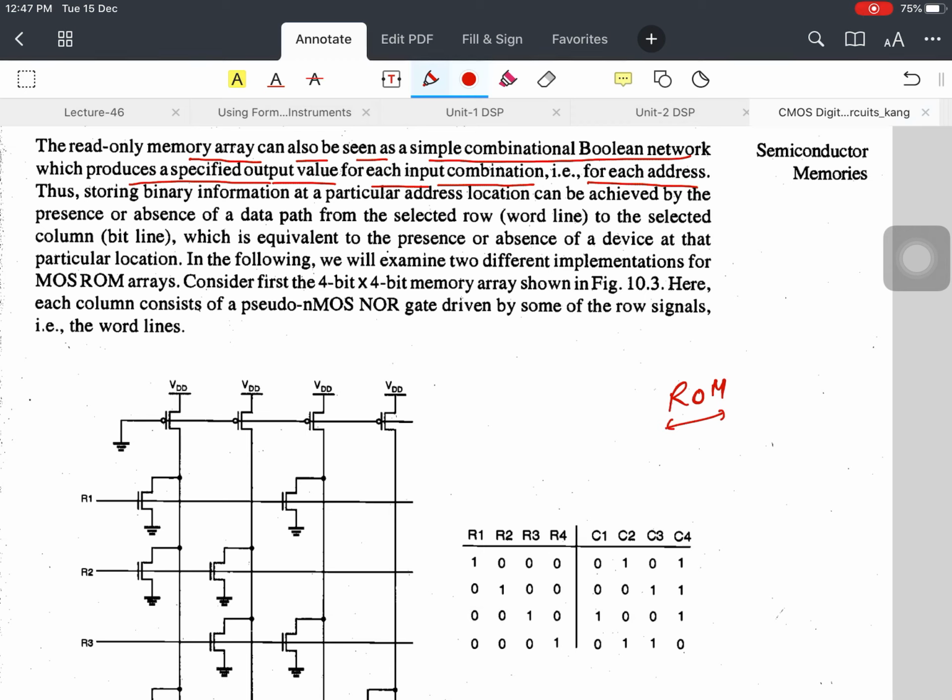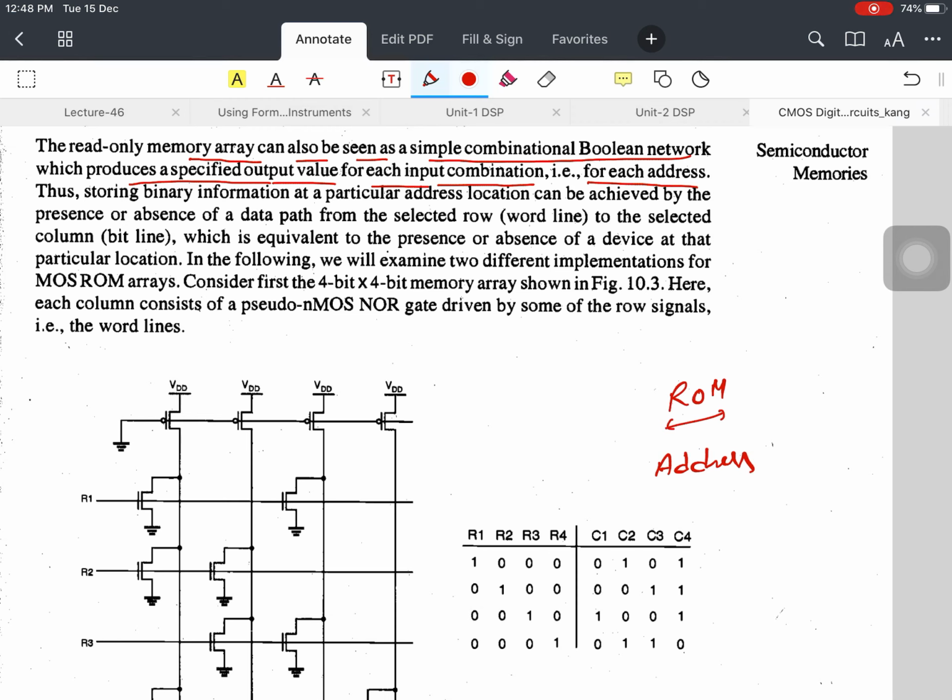Now, obviously, if you want to read something, you should have the address value. What is the location of this particular memory cell, and at that cell, is the value 0 or 1? So you require the address. If you remember from the previous lecture, we have seen this ROM structure. There are some bit lines and some word lines, and they are connected with the memory cells.